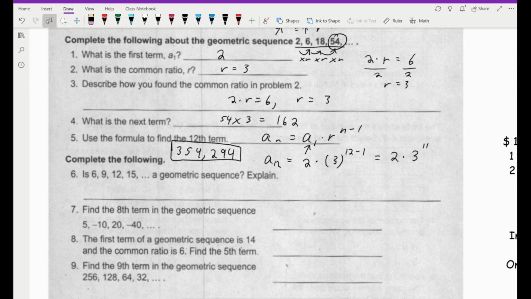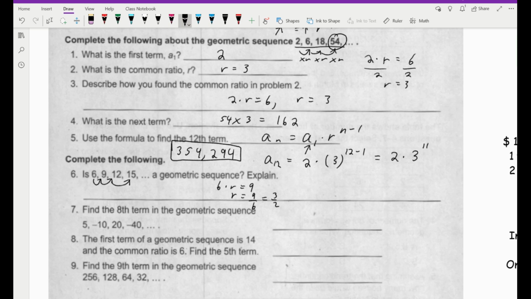Number 6. The numbers 6, 9, 12, and 15. Is this a geometric sequence? Are we multiplying each time by the same number? Well, we could test it simply. 6 times r has to equal 9. We divide both sides by 6, because 6 is the first term, 9 is the next term. If we divide it, we get r is equal to 9 over 6, which is 3 halves.